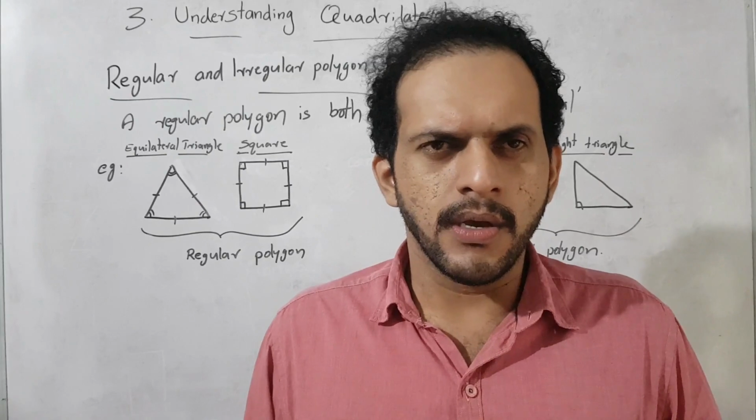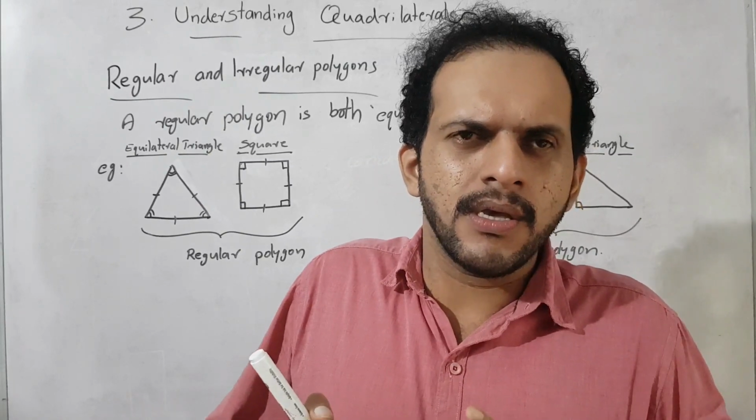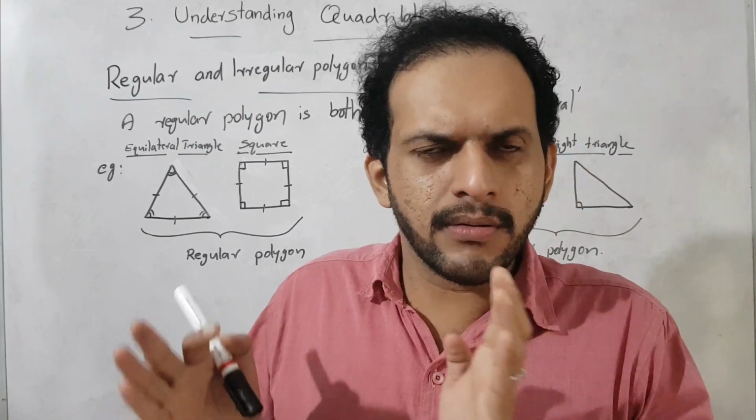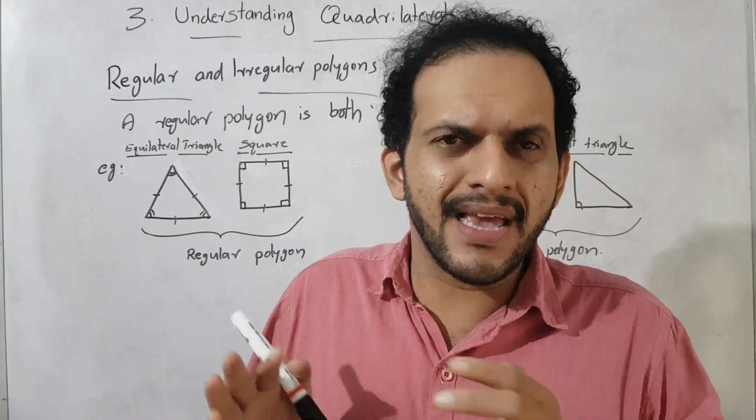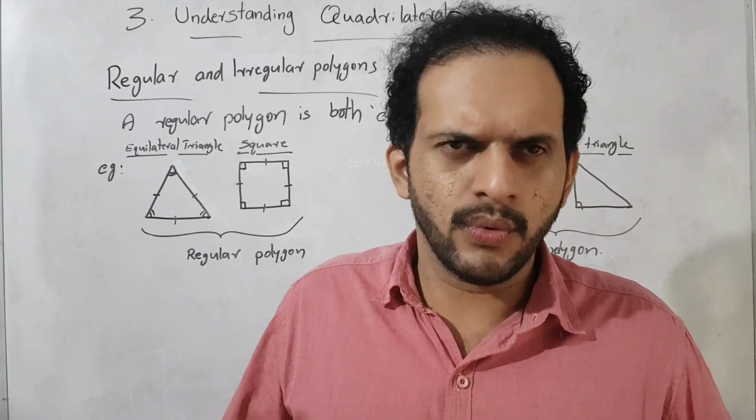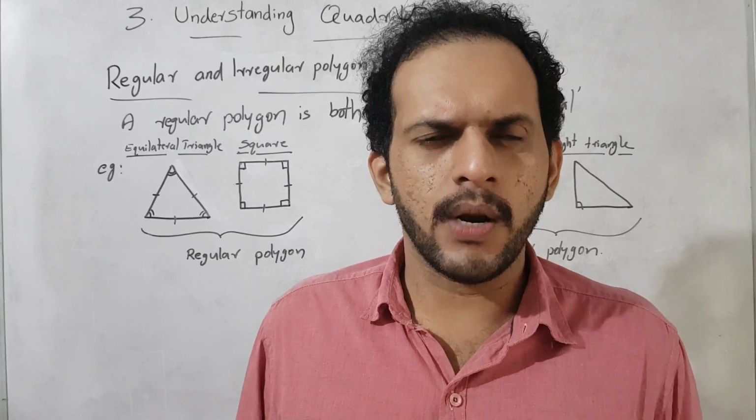Irregular polygon. If it satisfies both equiangular and equilateral, then it is regular. If it does not satisfy either one of these two, then it is called an irregular polygon.